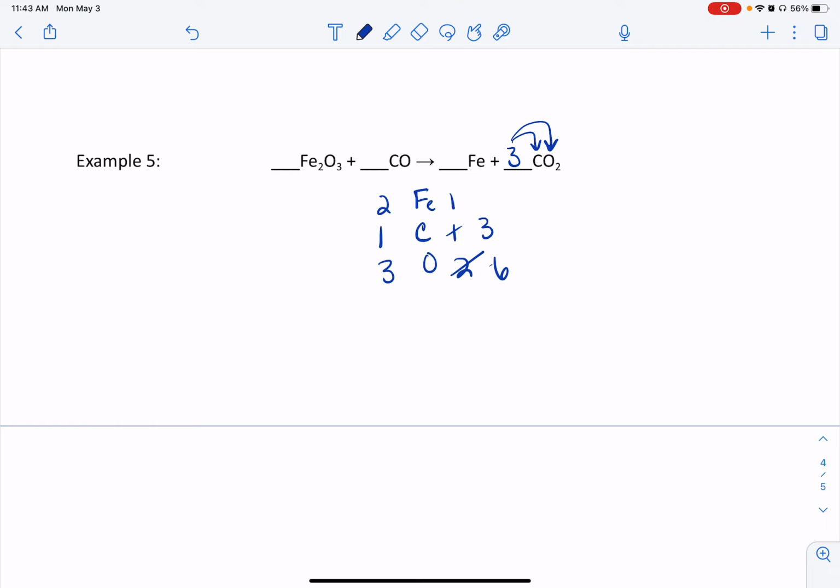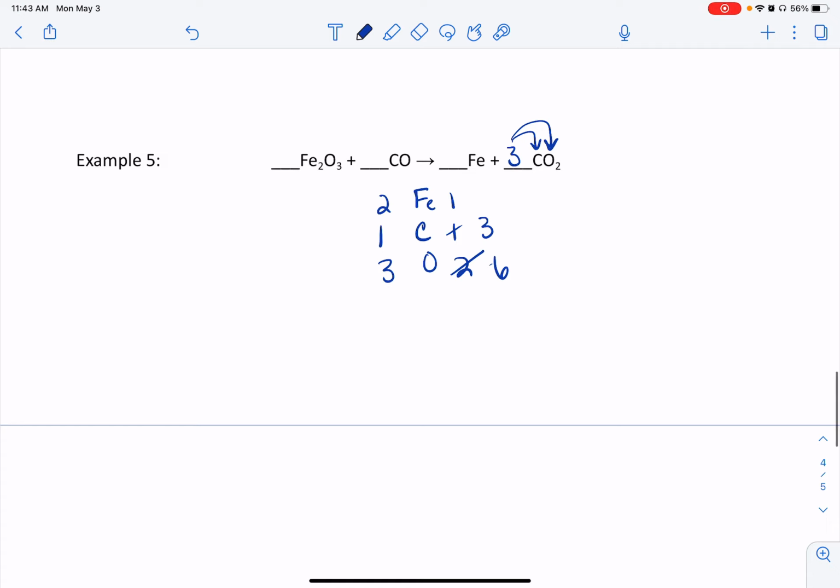Okay? And now 3 times 2 is 6. And we have, okay, so now we want to try and balance this carbon that we just messed up. Okay, so I have 3 carbons on the right, and now I only have 1 on the left. So before it was balanced, now it's not. We have to go back and balance that carbon. Okay, so let's do that now.